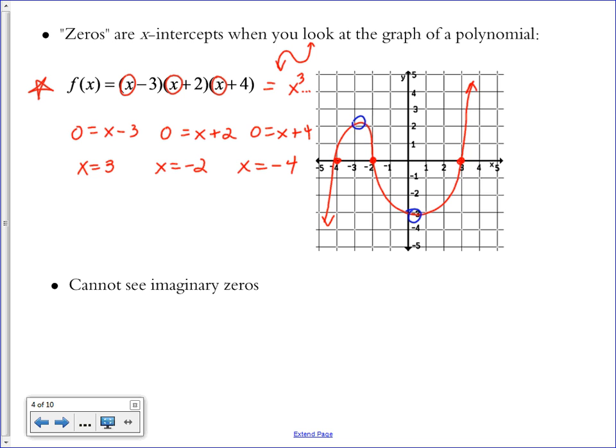Of course, if any of my zeros had come out imaginary, if they had an i with them, then there's no way to graph those on the coordinate plane, so I wouldn't have a point for those. So there's no way for you to really graph an imaginary zero or know that it's there unless you use a graphing calculator to see the shape of the function.